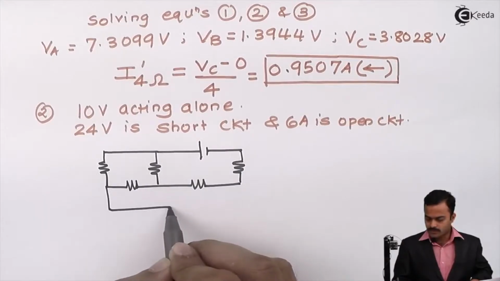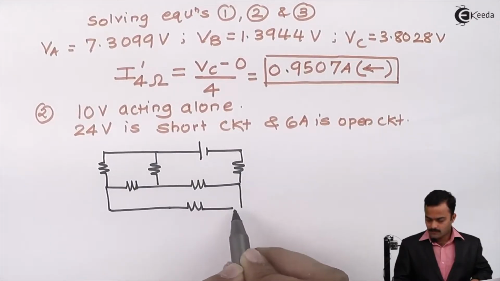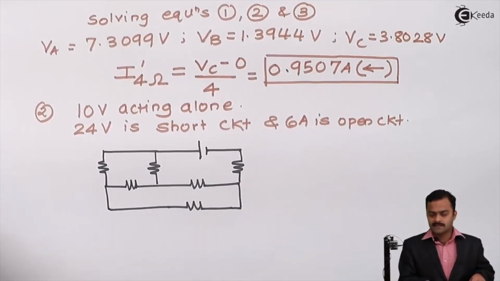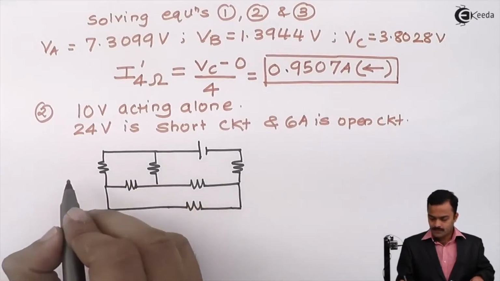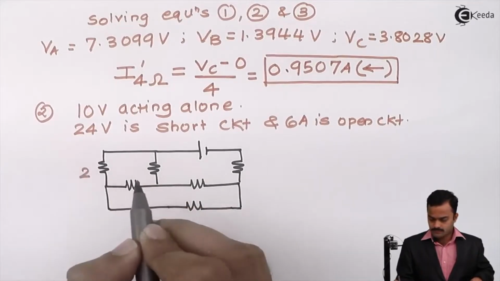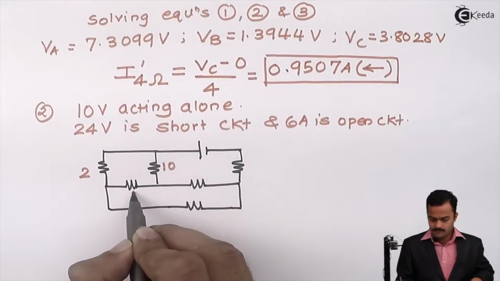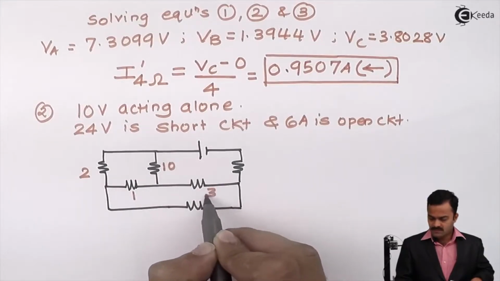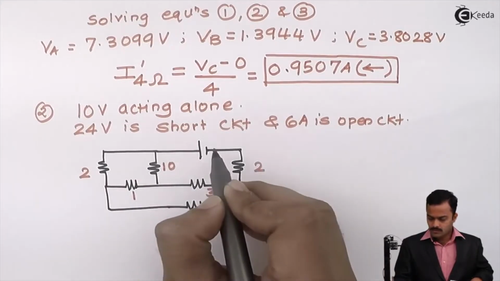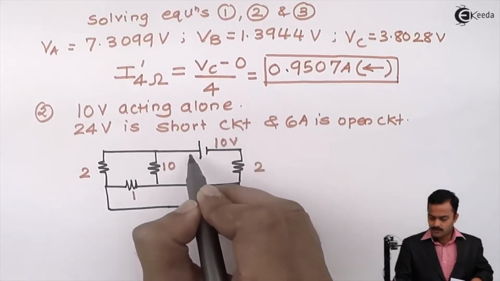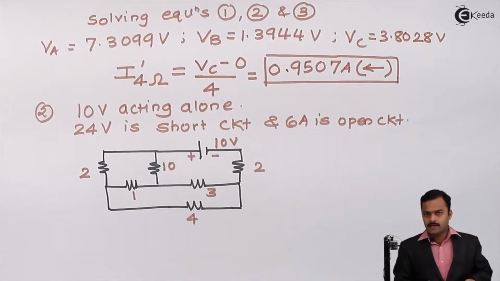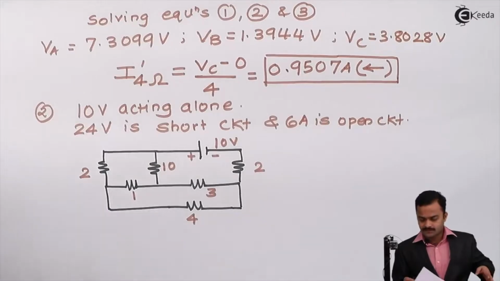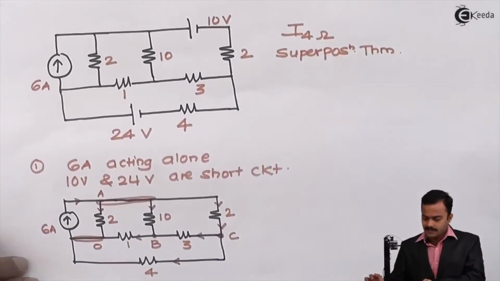(24 volt) is also short circuited. So the circuit will be like this because I am considering open circuit of this 6 ampere. So it will go. This resistance is 2 ohm, 10 ohm, 3 ohm, 2 ohm. This is 10 volt with the polarity like this, and this is the 4 ohm where we are supposed to find out a current.